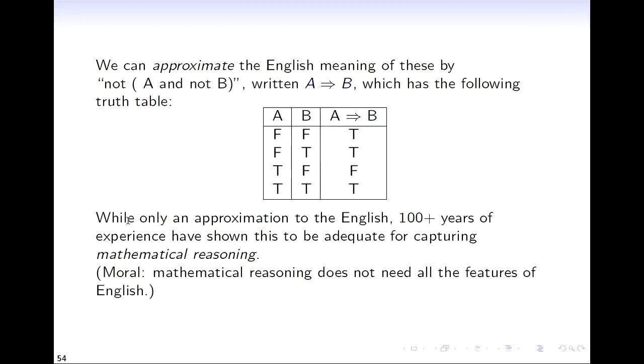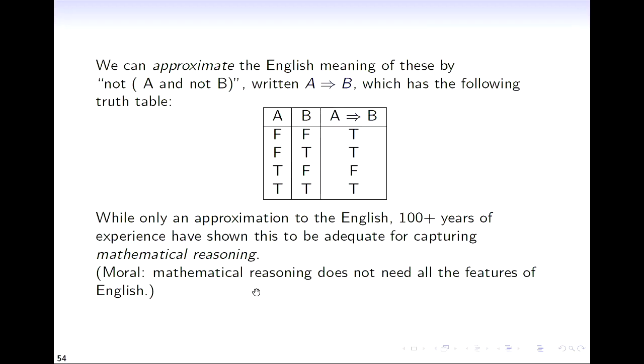Now, this is a bit more controversial, as I've said, because it's only an approximation to English. Very often in English, when we use the expression if A, then B, we do mean that there's a causal relation. Somehow A causes B. This causal relation is lost with a truth table like this. Nonetheless, it has proved to be adequate for capturing mathematical reasoning, and it often gives us reasonably correct formalizations of what we want to express with the English sentence.